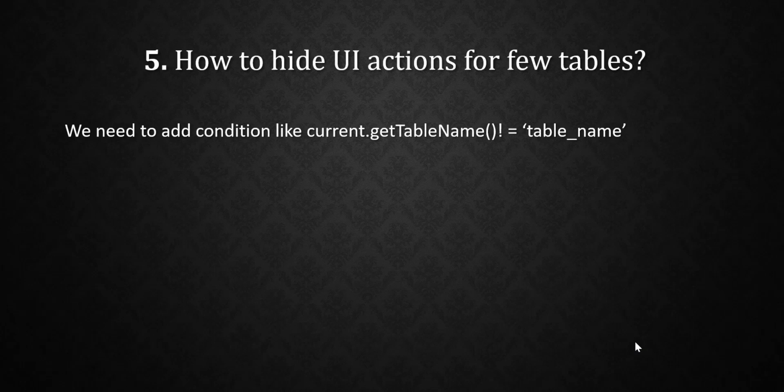The fifth question is how to hide a UI action for a few tables. For hiding the UI action, we need to add a condition like current.getTableName() not equal to the table name. Whatever table name we put here, for that particular table the UI action will not be visible.